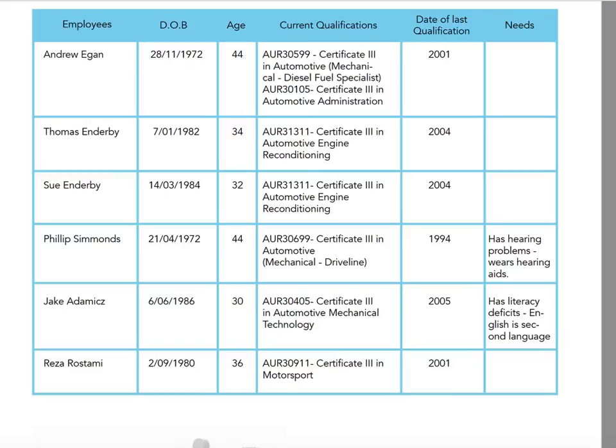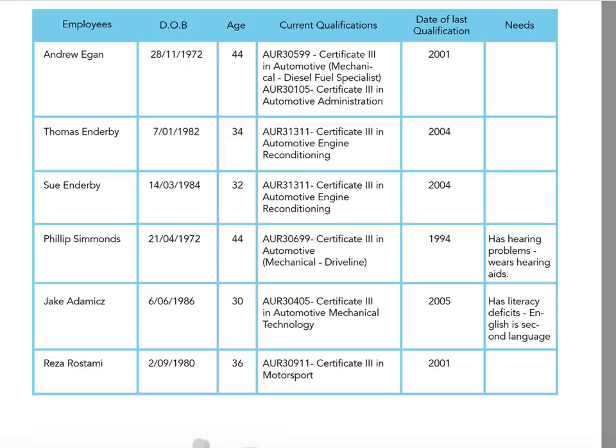And then you can see the date of their last qualification, and so that ranges from 2001, 2004, 1994 is the oldest one, and the most recent is this Jake guy who's at 2005. And then we've got any needs, any special needs. Now Philip Simmons, this guy's 44 years old, and he's got a Certificate 3 in Automotive. It's the oldest of those certificates. He has hearing issues, and so he wears hearing aids. And Jake has literacy deficits. English is his second language.